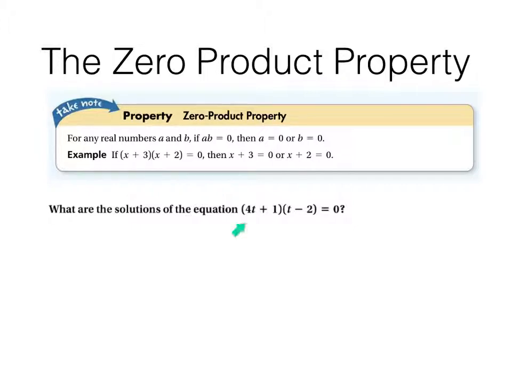So let's look at this one right here. What you're going to do is you're going to have it factored, or you're going to factor it. And I know that means more factoring. I know everyone's thrilled. You're going to take each one and you're going to make little mini equations.